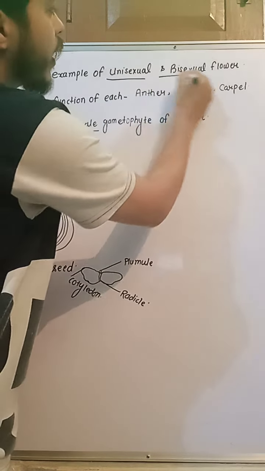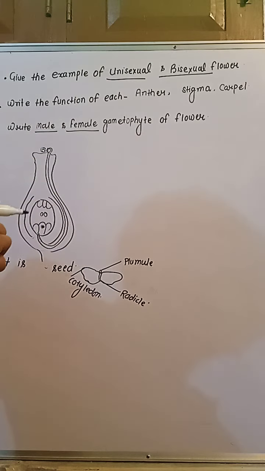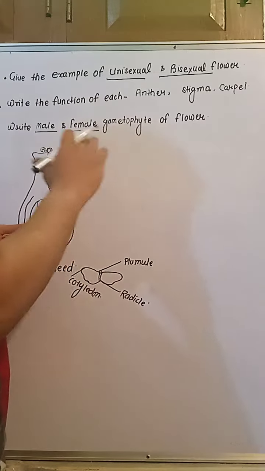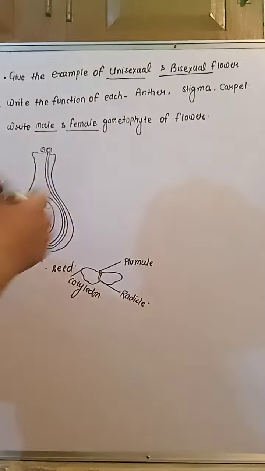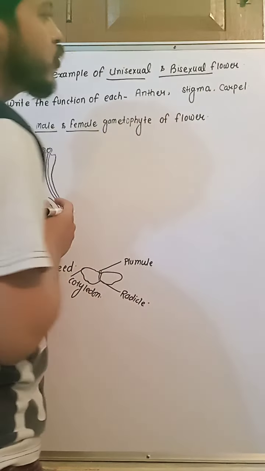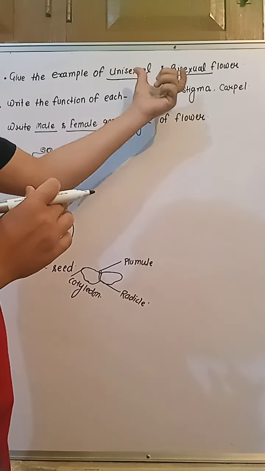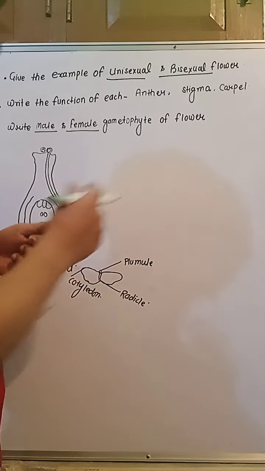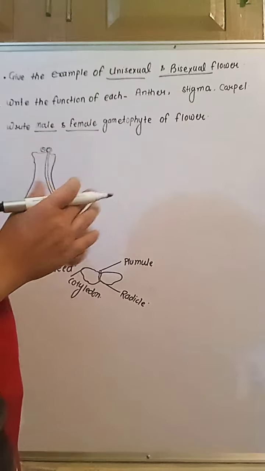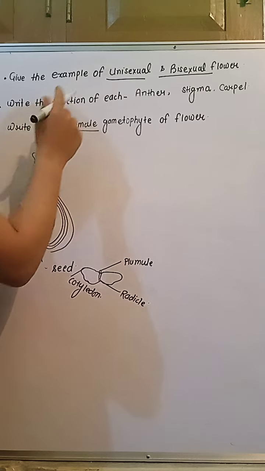So what is unisexual and what is bisexual? Unisexual means flowers in which the male and female parts are present in different flowers, male in one and female in another. That type of flower is called unisexual, like papaya and watermelon. Bisexual is the flower in which the male and female parts, like stamen and carpel, are present in the same flower. That is called bisexual. So examples of bisexual flowers are hibiscus, mustard, potato and many others.